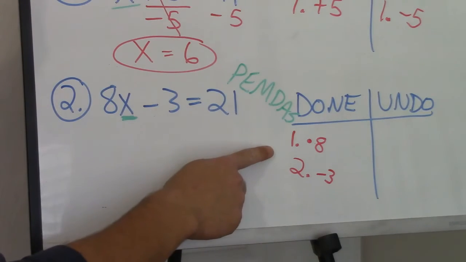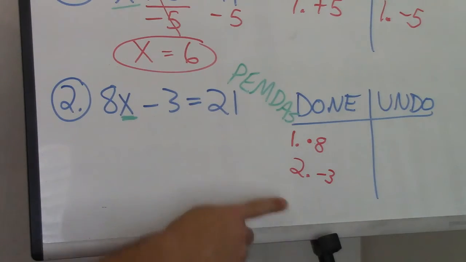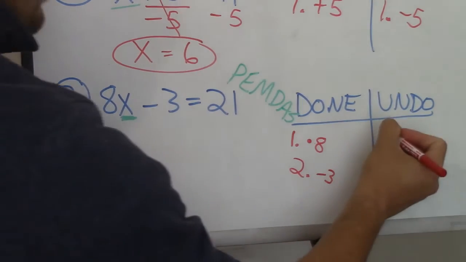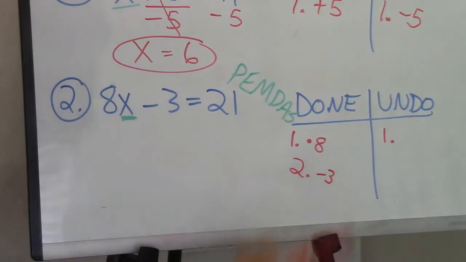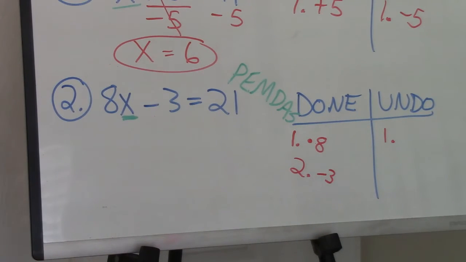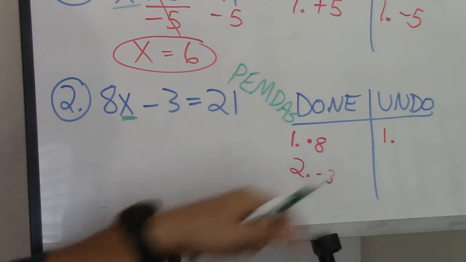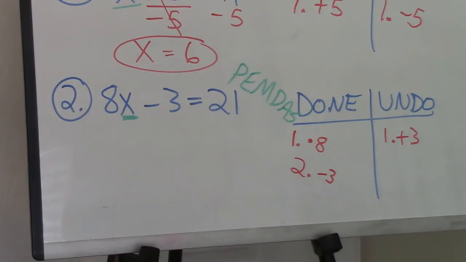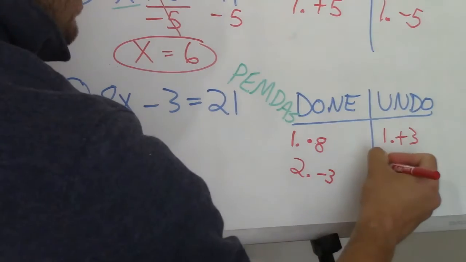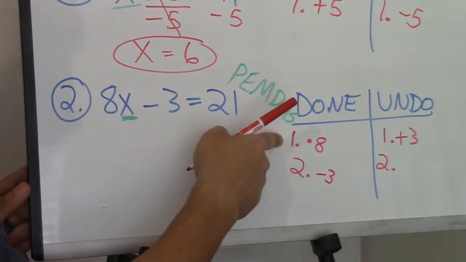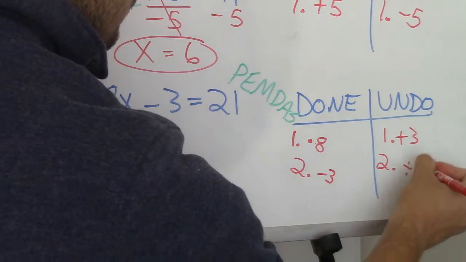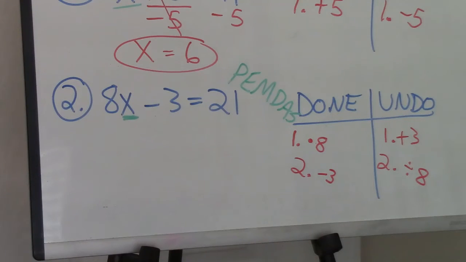So by the shoes and socks principle, if this is the order that it was done, when we undo, we have to go in the opposite order. If the last thing that was done is minus 3, that's like putting on your shoes. The first thing you have to undo is the subtracting 3. The inverse of subtraction is addition, so we're going to have a plus 3 as the first thing we do. And the second thing, we have to undo the multiplying by 8. The inverse of multiplication is division, so we're going to divide by 8 second. So let's go ahead and do that.